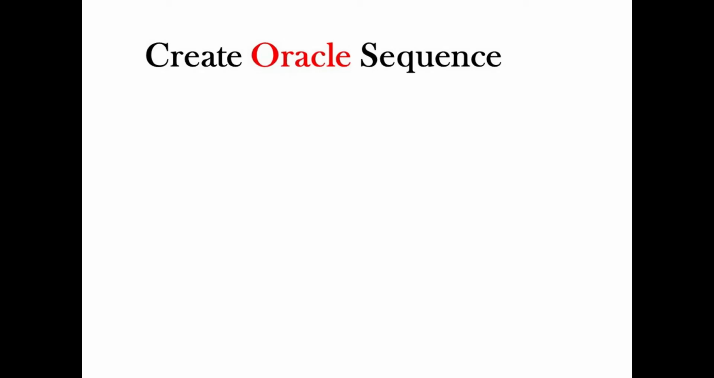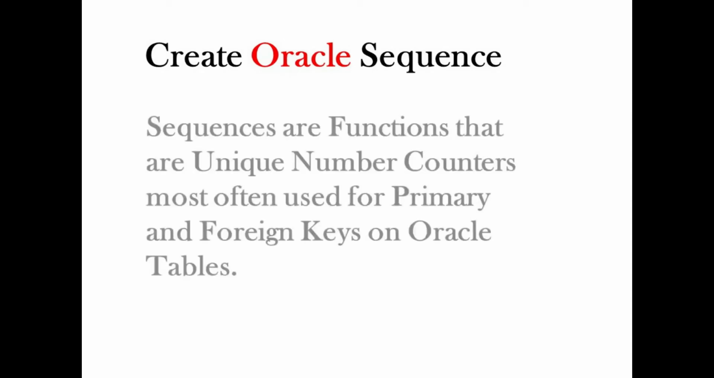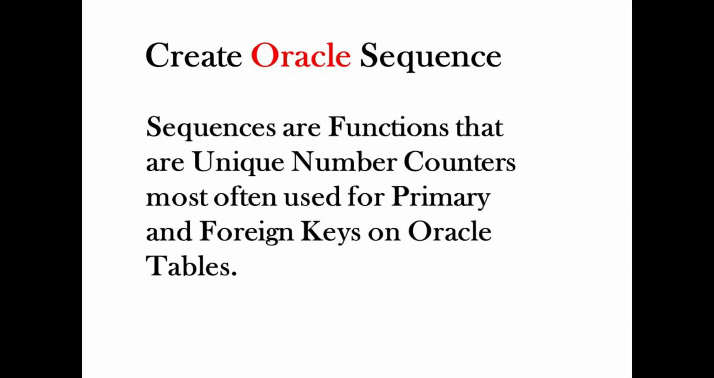In this video we will be creating Oracle sequences. Sequences are like functions that are unique number counters, most often used for primary and foreign keys on Oracle tables. You can use them for more things, but the only thing I really use them for is the primary and foreign keys of tables. Again, they are counters, they won't duplicate, and that makes it nice for setting a primary key on a table, especially for an ID, a number field.